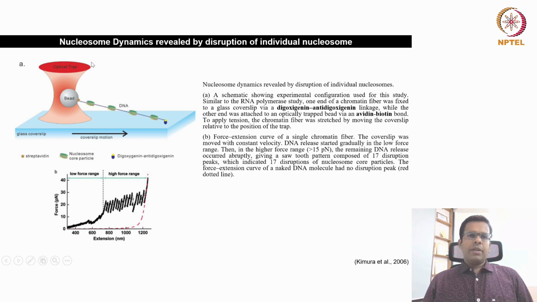So this is one experiment in which people have studied the nucleosome dynamics using optical trap. So how did they do it? They fixed one end of the DNA to the cover slip using the digoxigenin, anti-digoxigenin chemistry. And this is a nucleosomal DNA, and the other end of the nucleosomal DNA is tethered to the bead. Okay, and this bead can actually be controlled by the optical trap, the lasers.